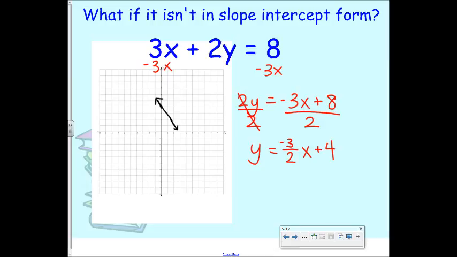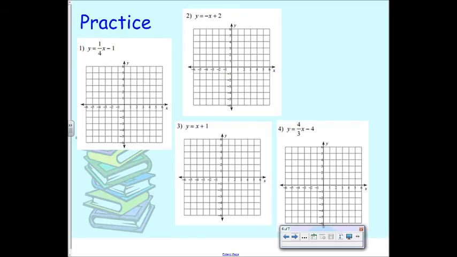Okay? All right. Go forth and try these 4. If you want to do them on the same coordinate plane, if you just want to draw one, that's fine.